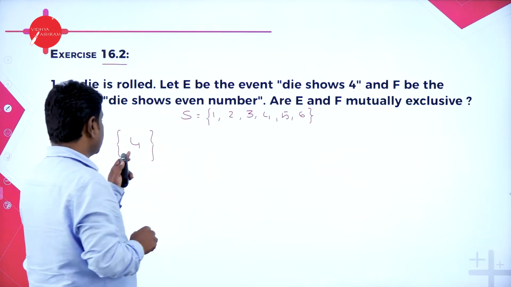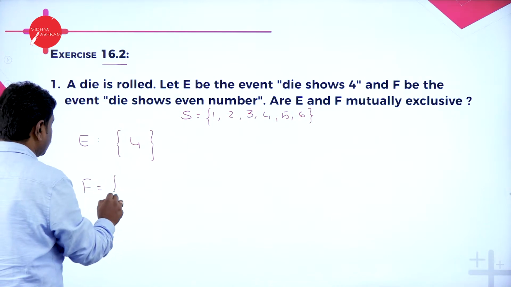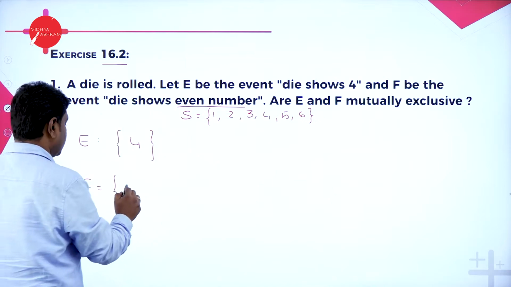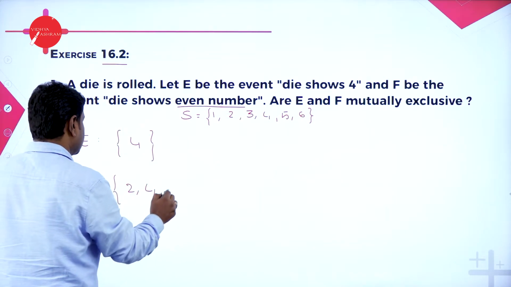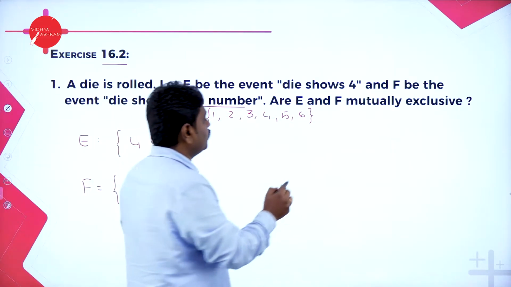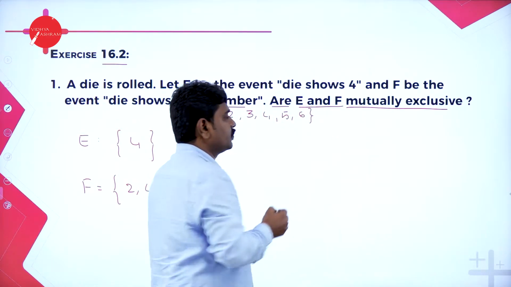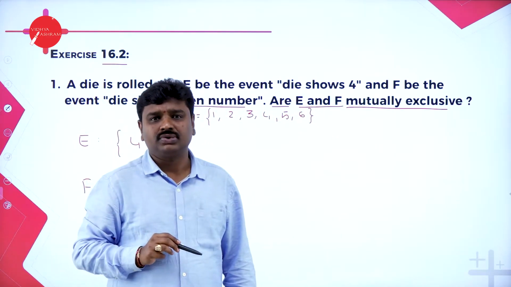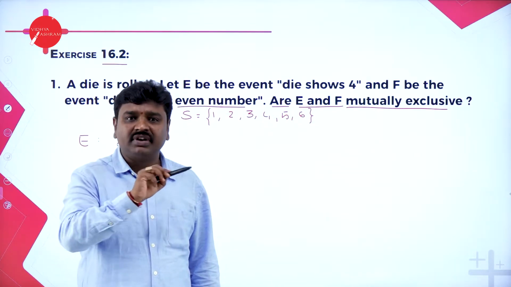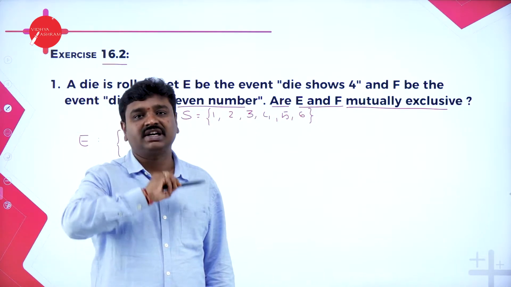And event E is what? Getting 4. And event F also they define. Event F they told, die shows even number. What are the even numbers? 2, 4, 6. Now the question is, are E and F mutually exclusive? What is meant by mutually exclusive? Two events are said to be mutually exclusive if they don't have any common elements. Means when you do intersection, you should get null set.